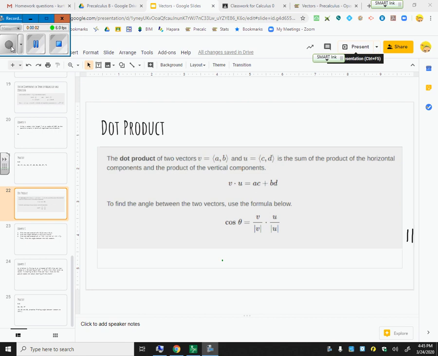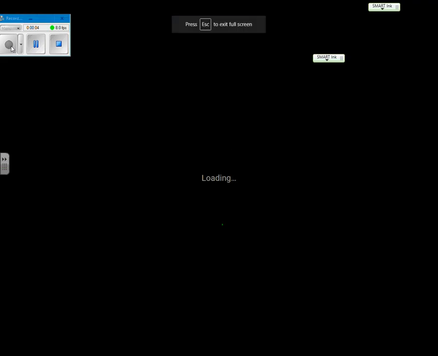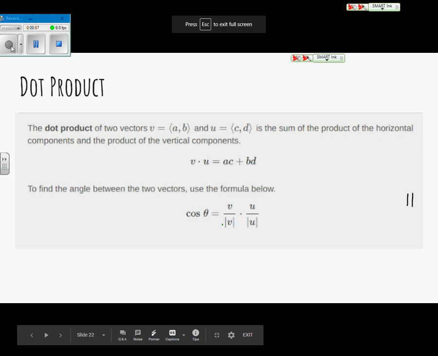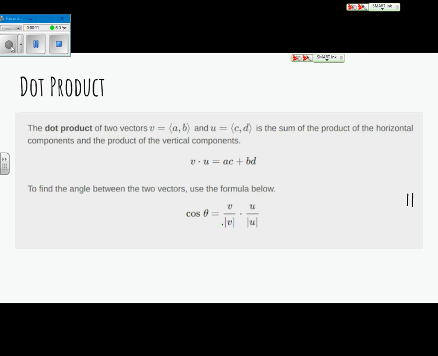Part 3 of our vector series here, and we're finally ready to multiply two vectors together. You probably noticed that we added two vectors together, we subtracted two vectors, and we multiplied a vector by a scalar just by distributing. But how would we multiply two vectors together? Well, it's not called scalar multiplication anymore, it's called a dot product.